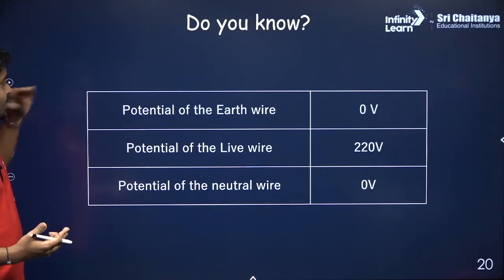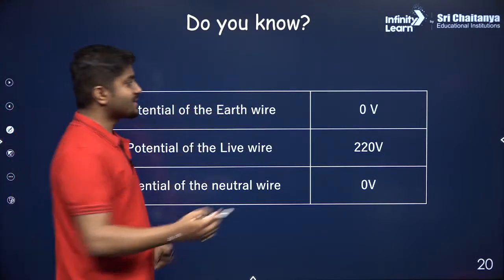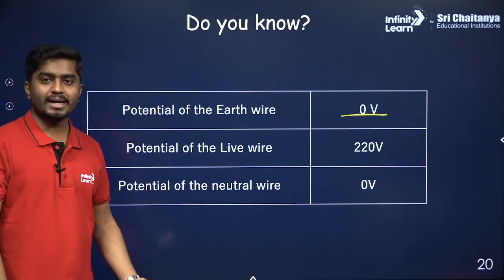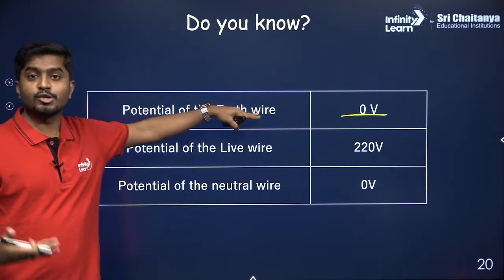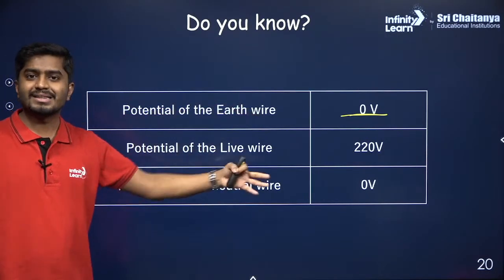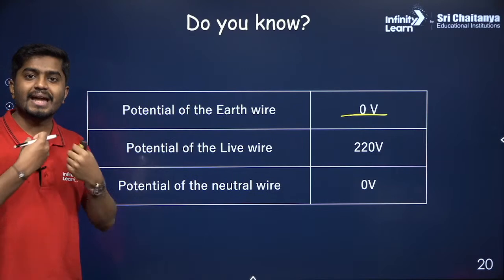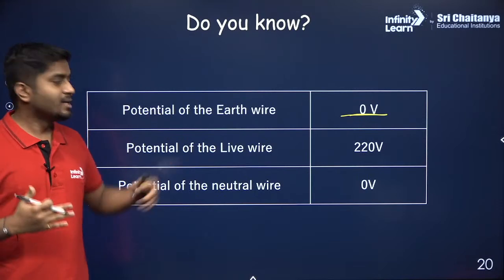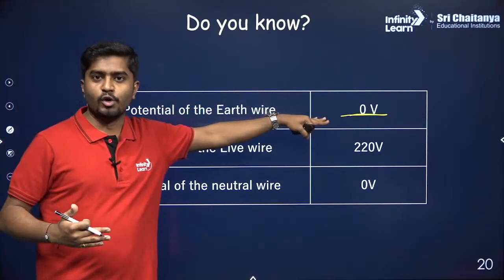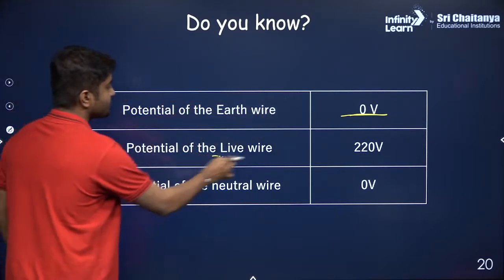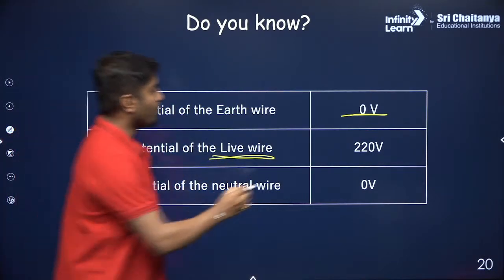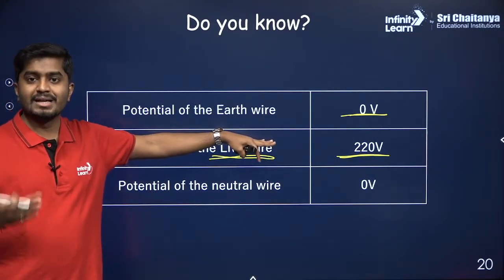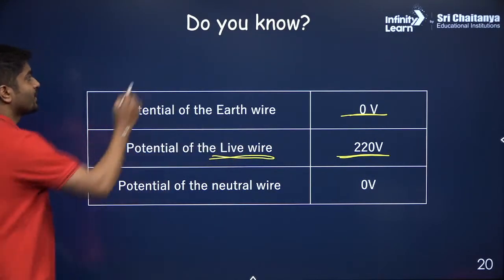So now the potential of the earth wire is 0 volt. So why it is 0 volt? Because it is connected to the earth. Correct? This earth wire is connected to the ground or the earth, and earth is like a sink. So it can consume as many number of electrons as possible. So there is no limit. So the potential is always 0 volt. For the live wire in India, the potential is always 220 volts. So there is a fixed potential. You see the amplitude in the AC current.